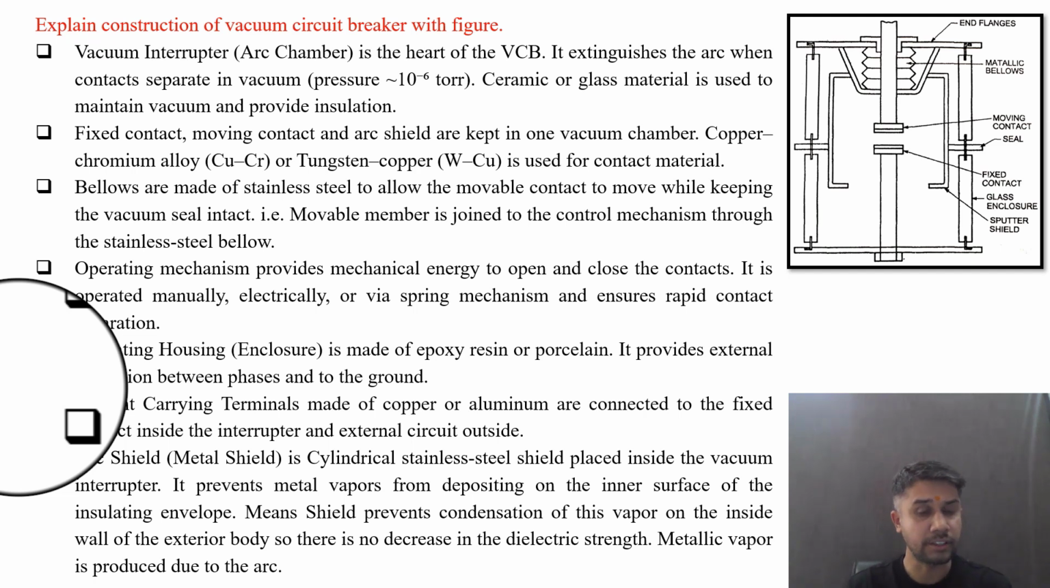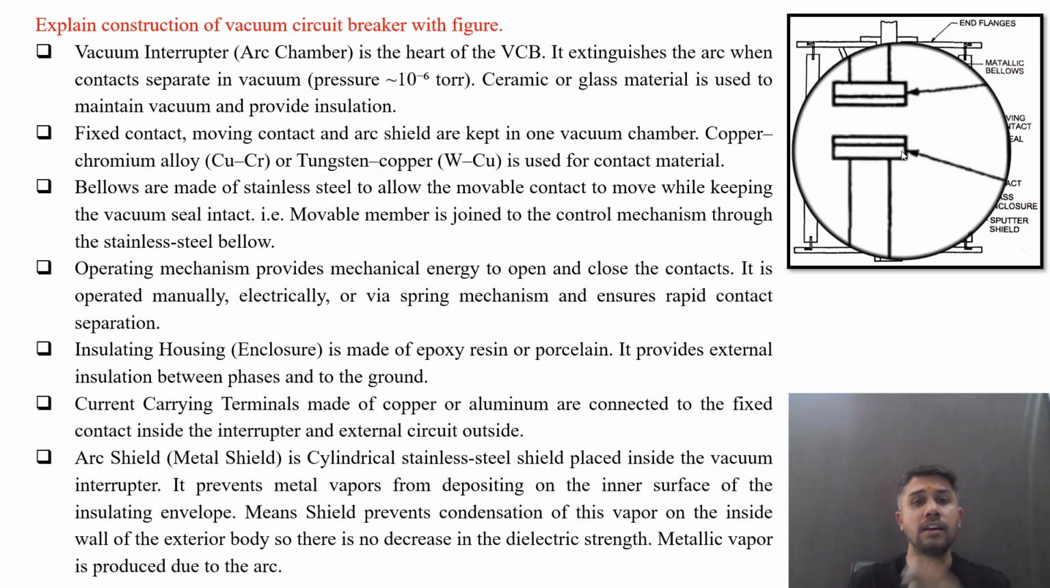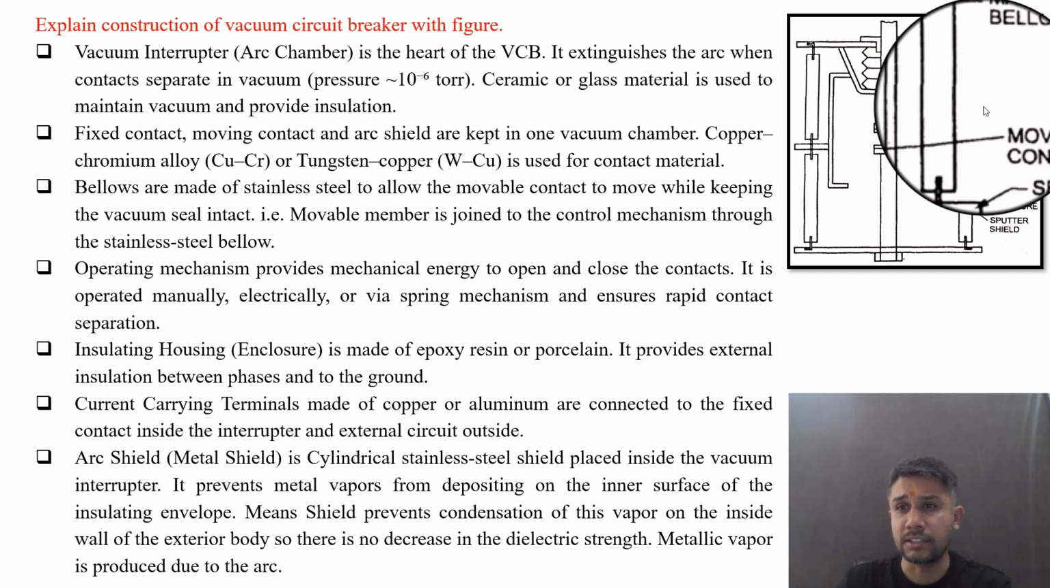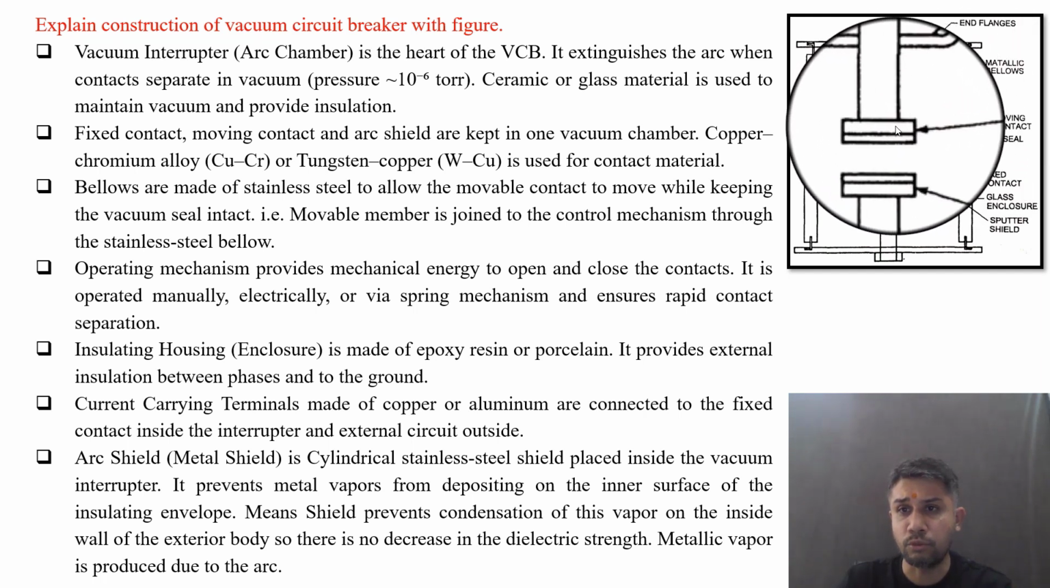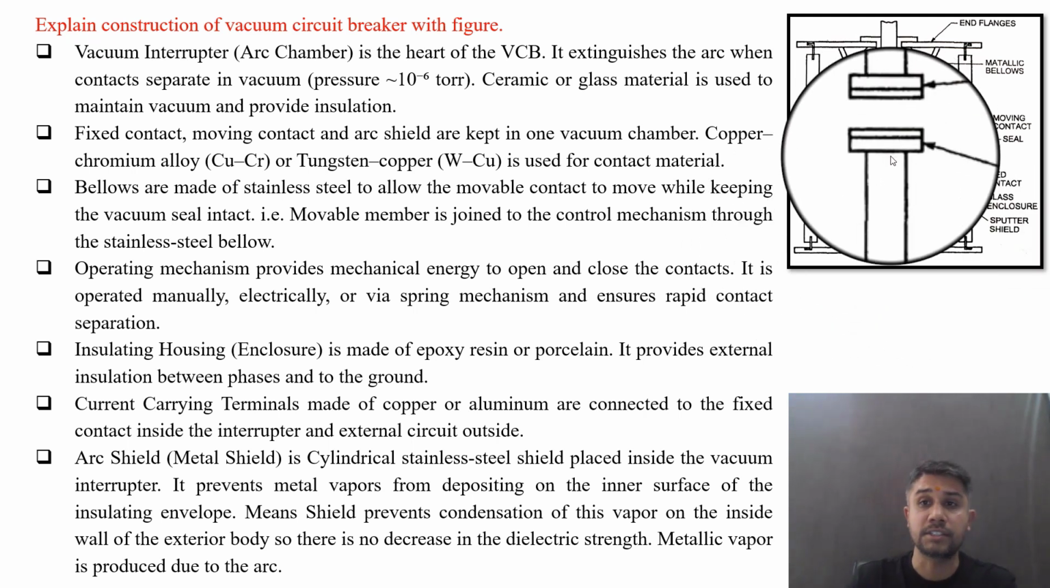Copper or chromium alloy, that is the mixture of these two, or tungsten copper is used for the contact material. Bellows are made of stainless steel. The bellows allow the movable contact to move while keeping the vacuum seal intact. That is, the movable member is joined to the control mechanism through this stainless steel bellow. This is the bellow and this is the moving contact. You can visualize this. This is the moving contact and this is a fixed contact which is fixed with the frame. Here you can visualize this.